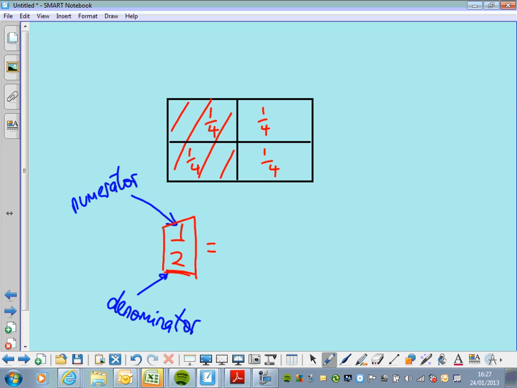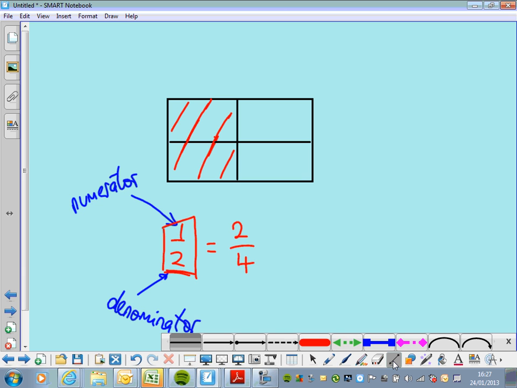Of course they are. So since the shading hasn't changed, that tells us that 2 quarters and 1 half are the same thing. They're worth the same quantity. They've got different numerators and different denominators, but actually they're the same size as each other. And that's not all. Those aren't the only 2 fractions that are the same as each other.